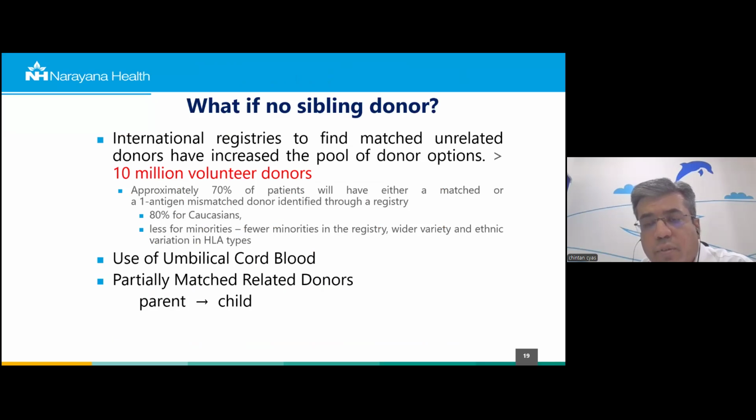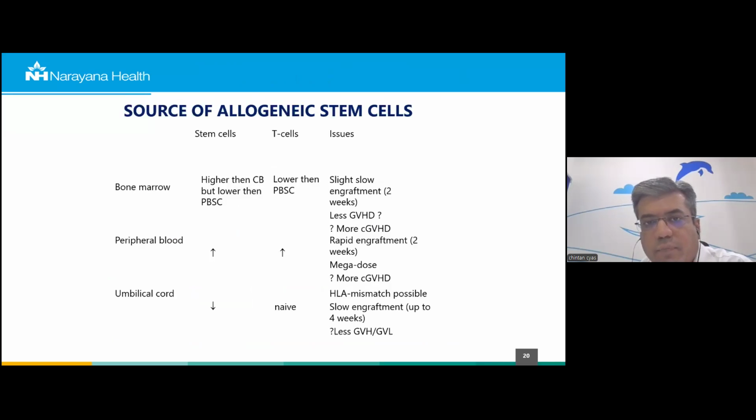But what if we do not have a sibling match? Then we have to find a donor in an unrelated donor registry like Datri or DKMS. And if we do not have a donor from an unrelated donor registry either, then we have to see whether we can do a 50% match donor transplant or not.